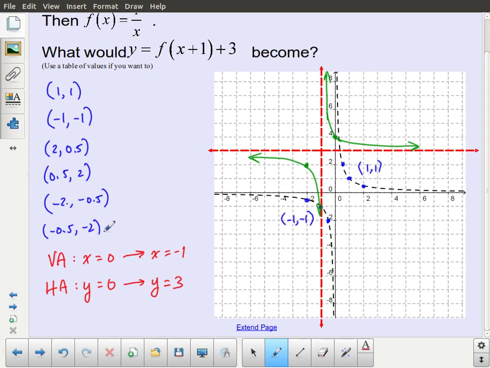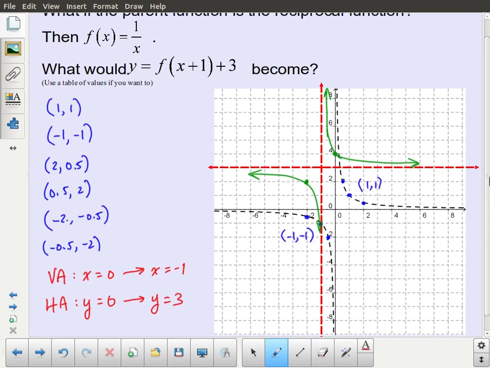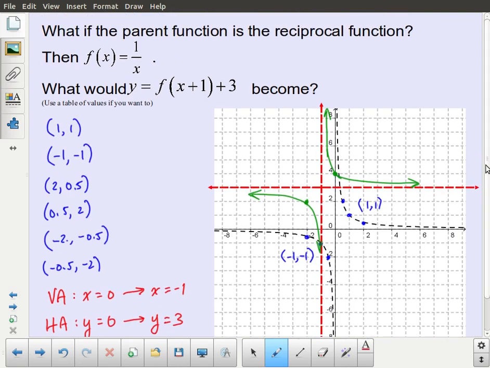So don't overlook transformations on the asymptotes. Basically anytime you have a function with asymptotes, the asymptotes are essentially the most important feature of that function.